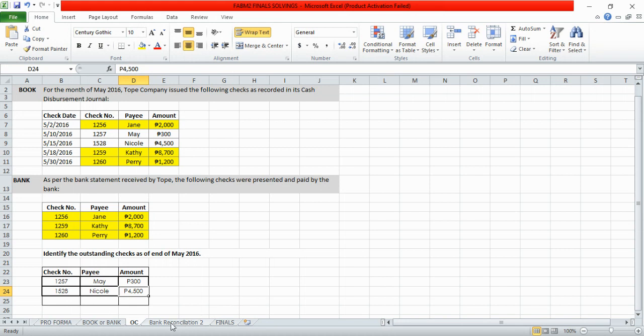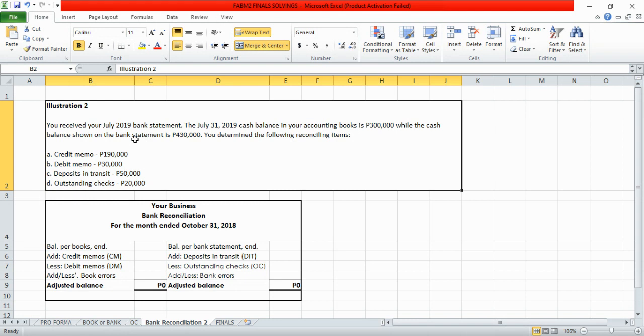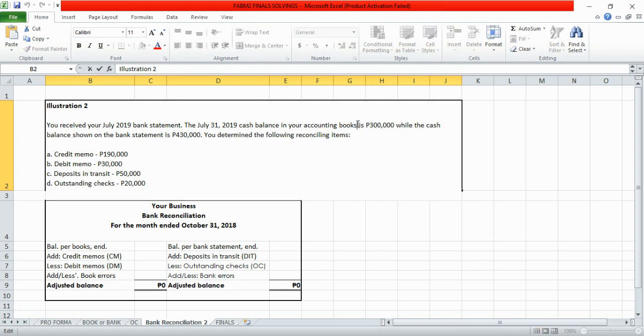And now let's proceed to our bank reconciliation problem. So we have an illustration. You received your July 2019 bank statement. The July 31, 2019 cash balance in your accounting books is 300,000 pesos, while the cash balance shown on the bank statement is 430,000 pesos. There is a difference, right? The difference is 130,000 pesos. So let's determine the following reconciling items.